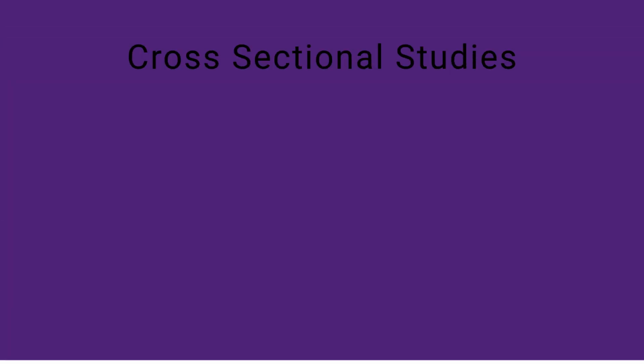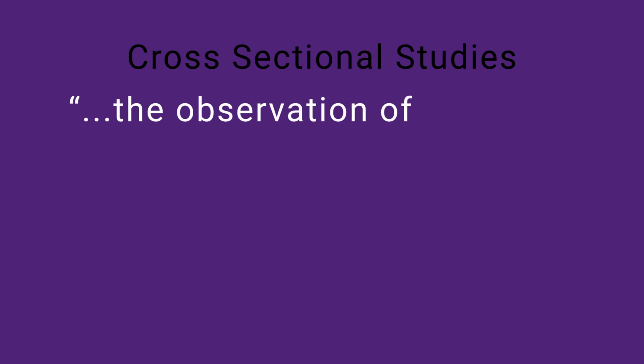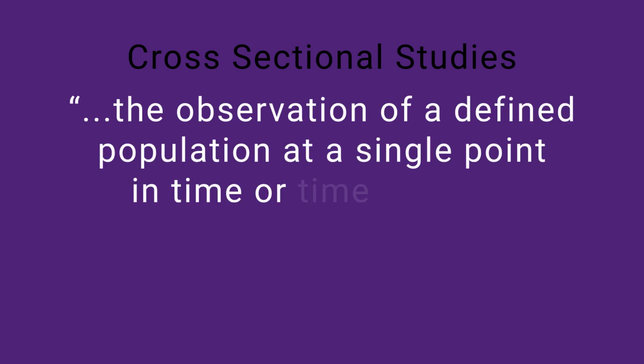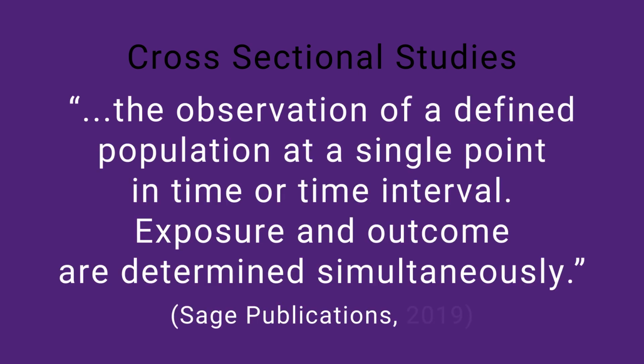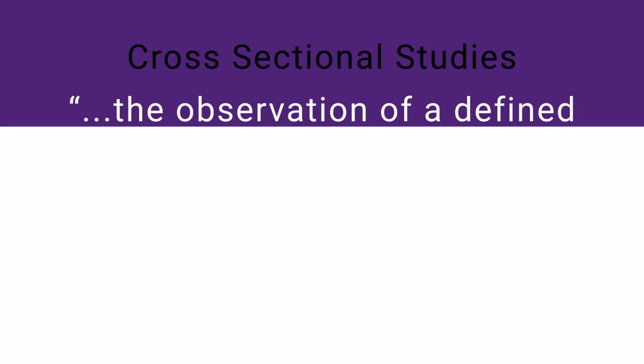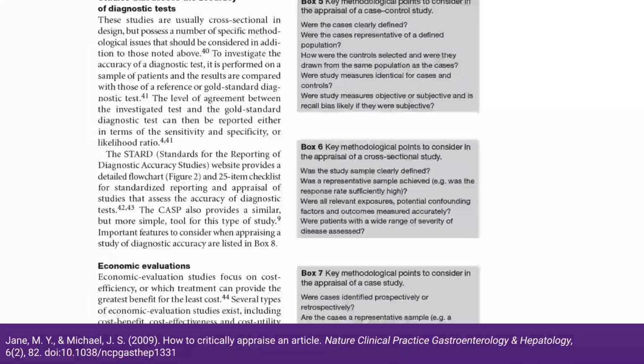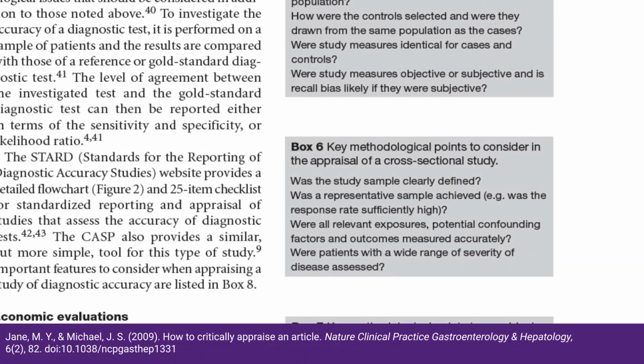A cross-sectional study involves the observation of a defined population at a single point in time or time interval. Exposure and outcome are determined simultaneously. Examples include one-off surveys and audits of practice.